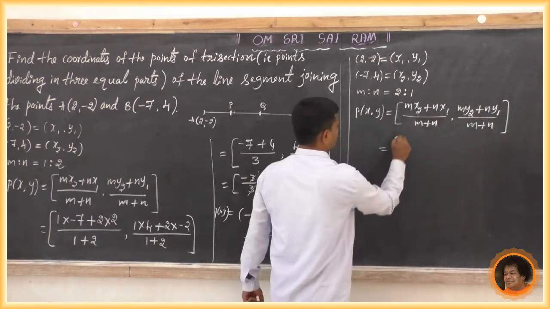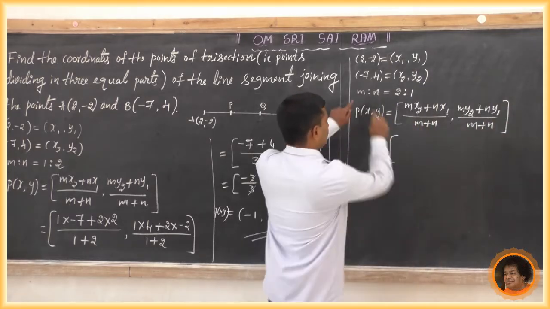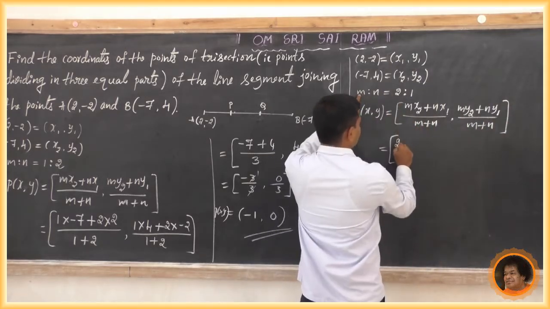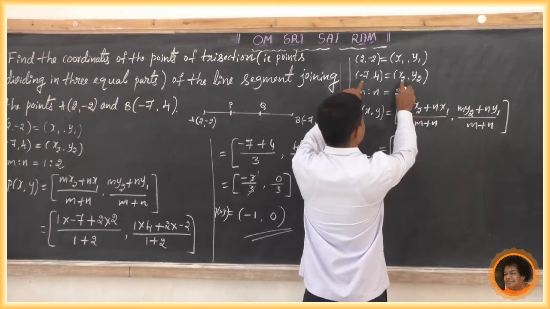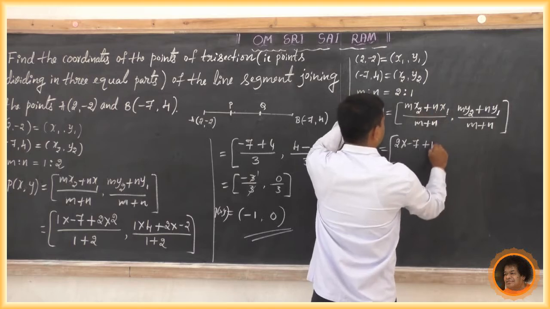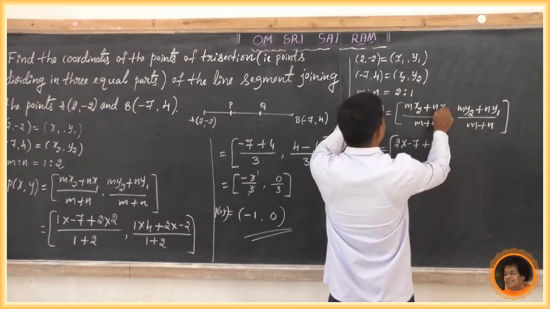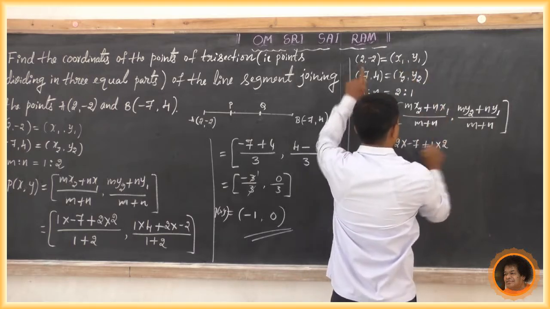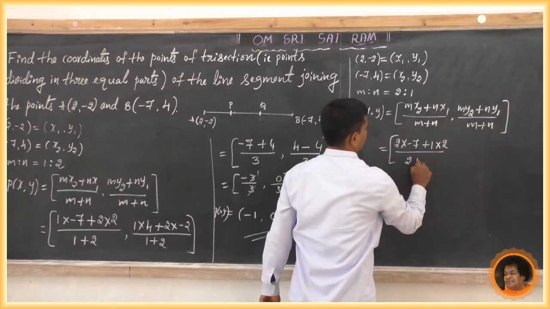Now substitute the values. mx2: here the m value 2 into the x2 value -7, plus the n value 1 into the x1 value 2, so divided by 2 + 1.